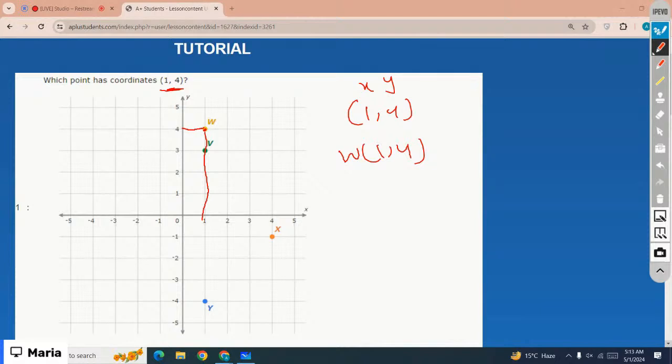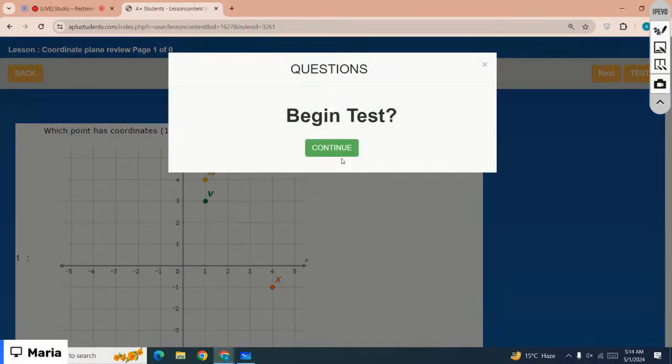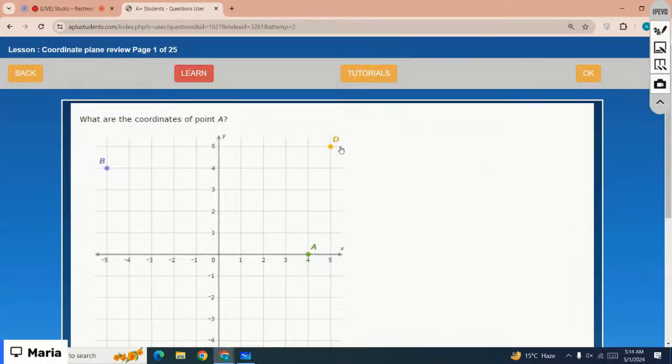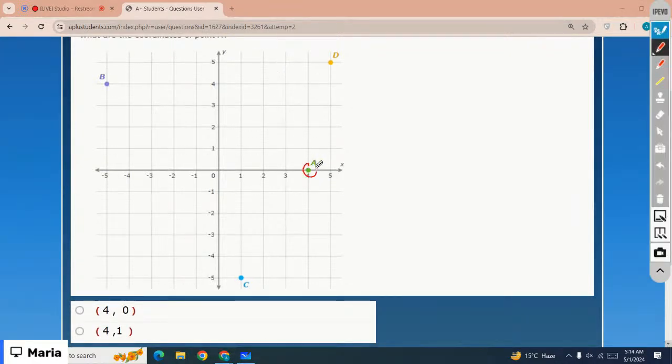Okay, let's start with the practice questions. What are the coordinates of point A? First let's see where point A is. Here it is. Just look at point A. It is on the x-axis. The value of x is 4. So what is the value of y then?